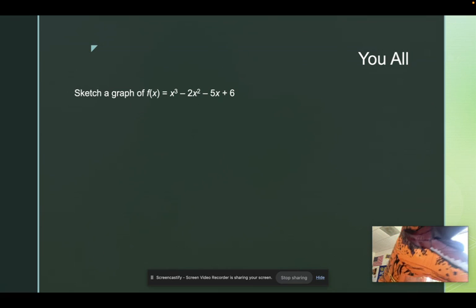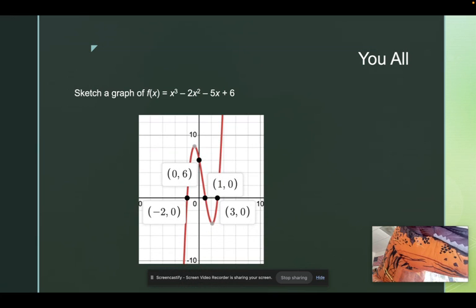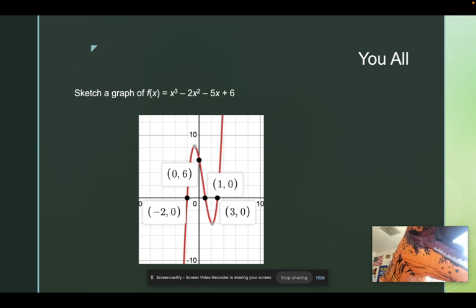Okay, why don't you pause it and give this one a try. Okay, and if you've done it correctly, you should wind up with a graph that looks something like this.